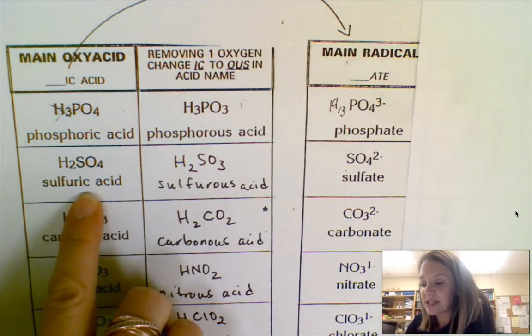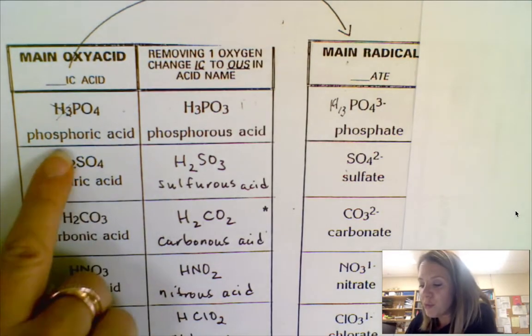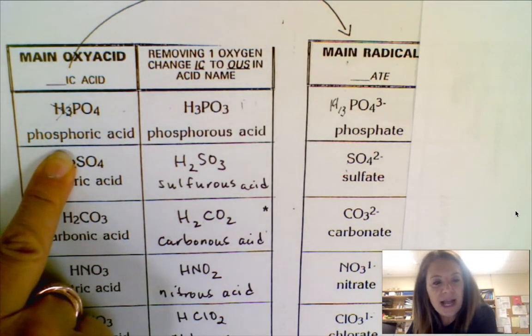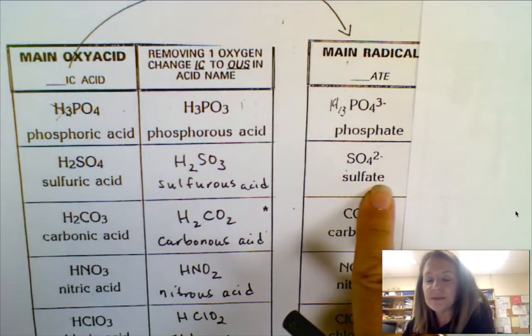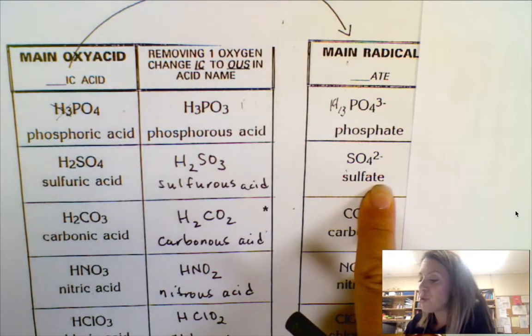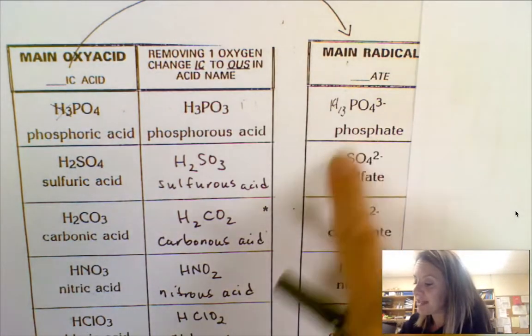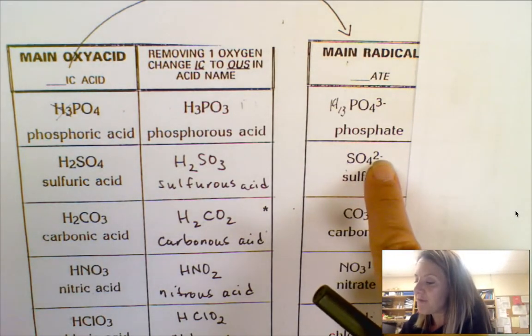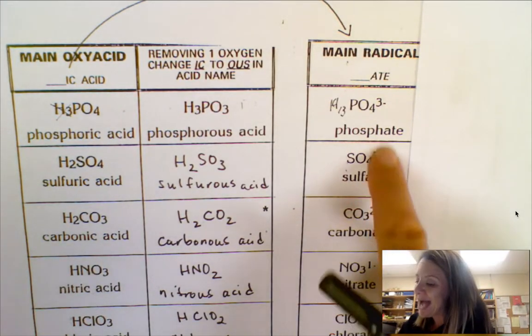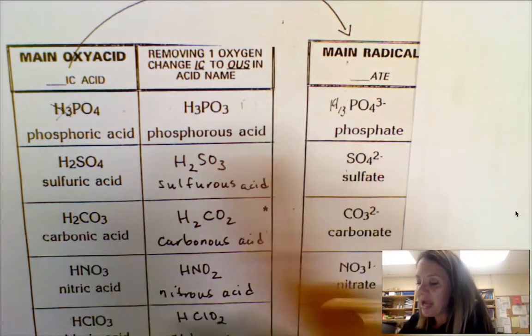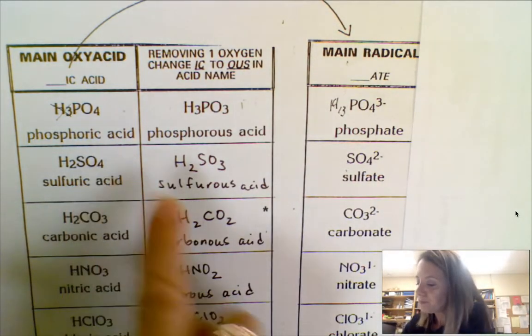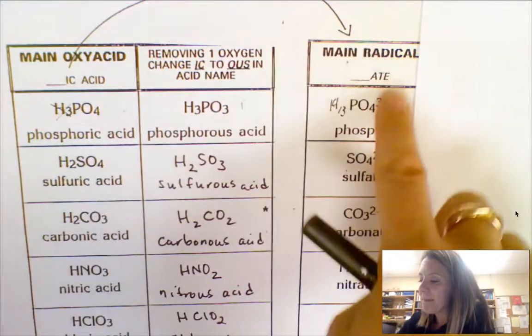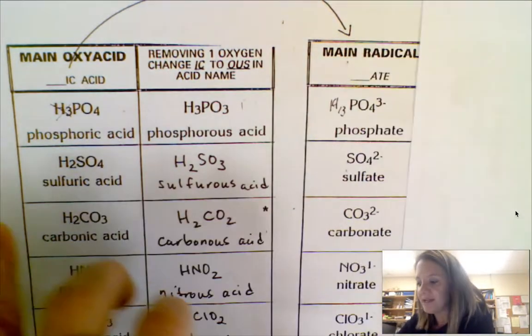When you take a look at sulfuric acid, if you remove the number of hydrogens that sulfuric acid has, that becomes sulfate. Or if you want to make sulfuric acid and you know that sulfate is an ion, look at the number of charge that it has, add that many hydrogens back on, and you get your ic acid. So ic acids make ate ions or vice versa.